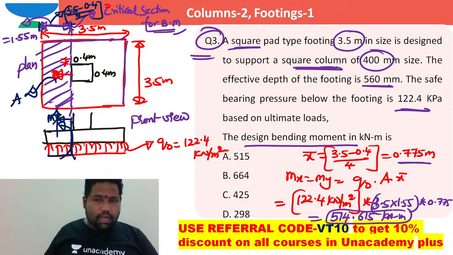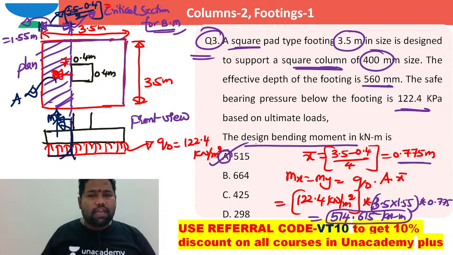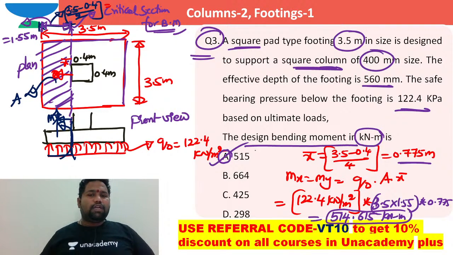This is how you can work it out. So I can say definitely it is 514, so the nearest option is 515. Right? This is the correct option, 515 kilonewton meter. They expect the units directly in kilonewton meter, that's the reason why you can directly pick option A.